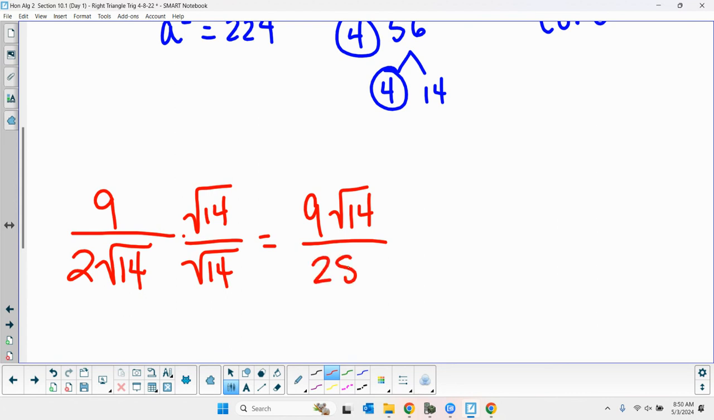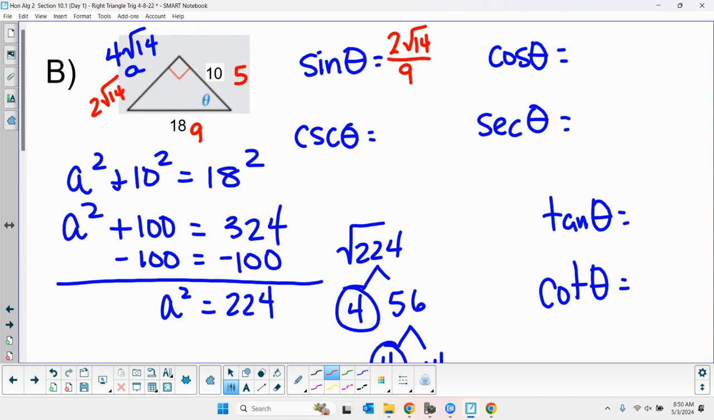So this is the fraction we need to write for cosecant. Okay? This is the proper answer. So 9 radical 14 over 28. Cosine is adjacent 5 over hypotenuse 9. So this is nice. We just go 9 over 5.